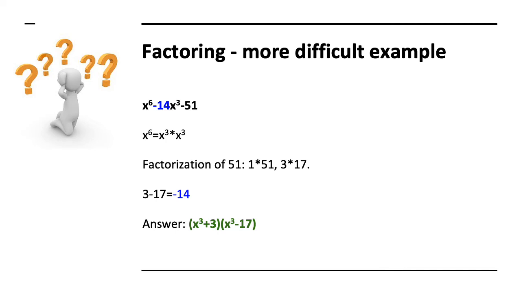Combining all of these steps together, we get our factors. The quantity x cubed plus 3 times the quantity x cubed minus 17. Note, this is in form and substance the same process we use to solve quadratic trinomials, and it holds true when factoring all trinomials with even leading powers in one variable.